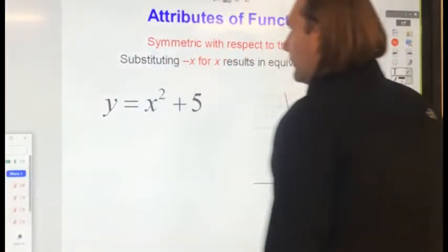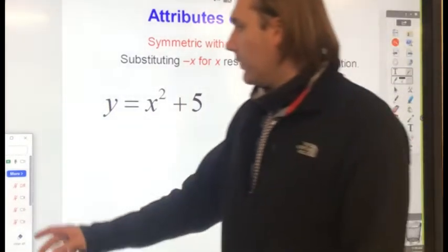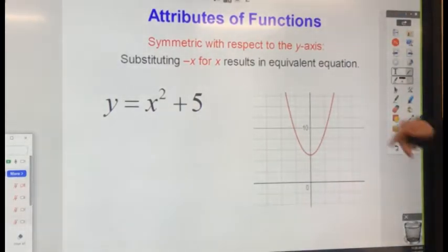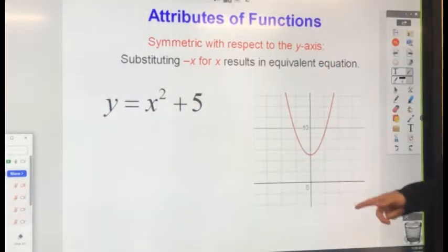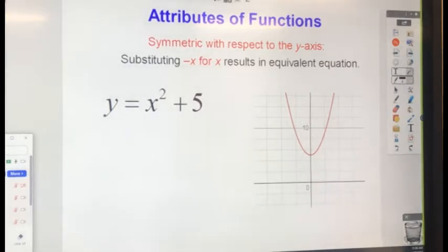All right, for today we are going to look at attributes of a function. How can we describe a function graphically? First attribute we're going to look at is symmetry. Is my function symmetrical along the y-axis, symmetrical along the x-axis, or symmetrical along the origin?